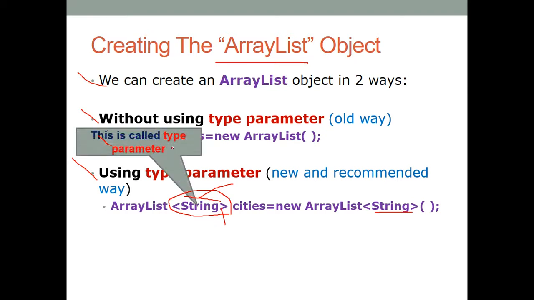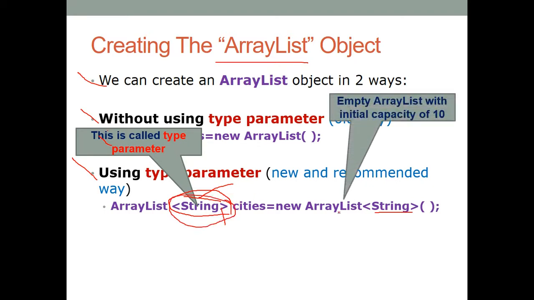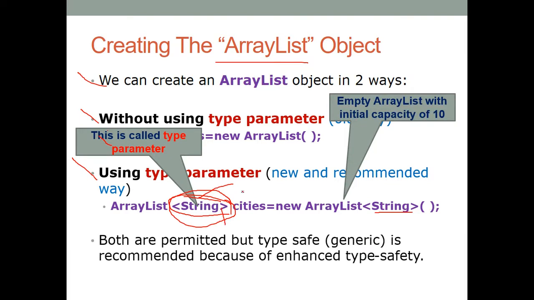Okay, so this is called a type parameter. This is also called a generic. And this is called an ArrayList, an empty ArrayList with an initial capacity of 10. I hope it is clear. Both are permitted, but the type-safe generic form is recommended because of its enhanced type safety.